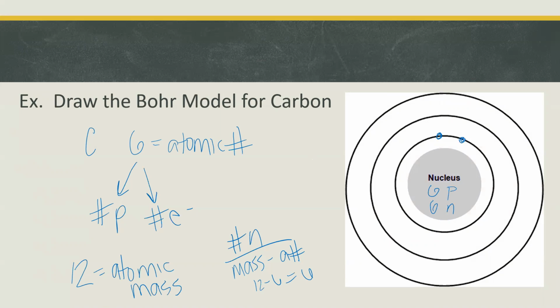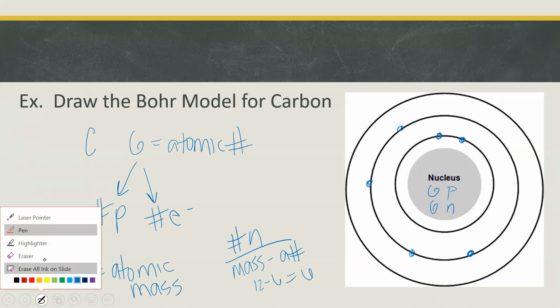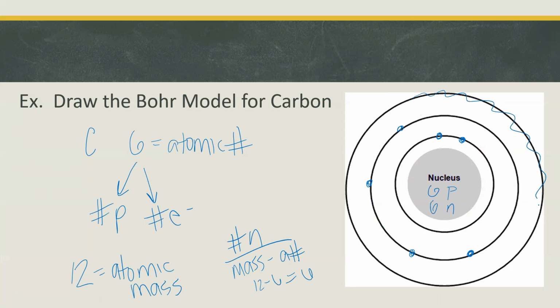The first sublevel can hold 2. So 6 minus 2 is 4. I need 4 more. The second sublevel can hold up to 8, but I only need 4. And you can put these kind of wherever you want, just space them out. And then I check 1, 2, 3, 4, 5, 6, and I don't need the outer ring. Basically you're just going to ignore this outer ring.